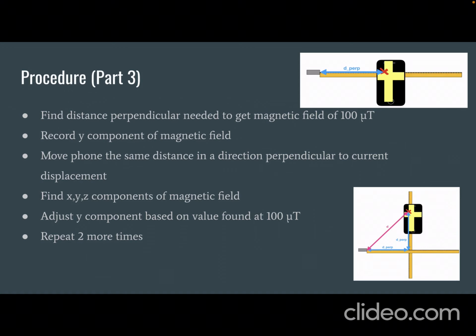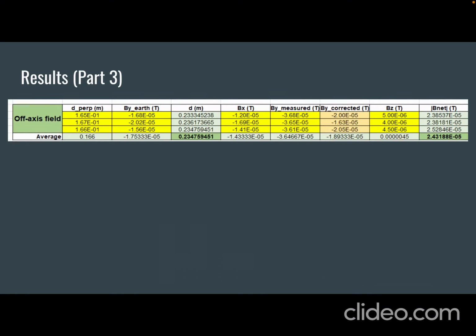that we need to put the magnetometer at to get a magnetic field of 100 microteslas, and then we recorded the y component of this magnetic field, and then we moved the phone up the same distance as we moved it perpendicular, and then we found the x, y, and z components and recorded those, and we repeated these 2 more times. And so here are the results we got for that.